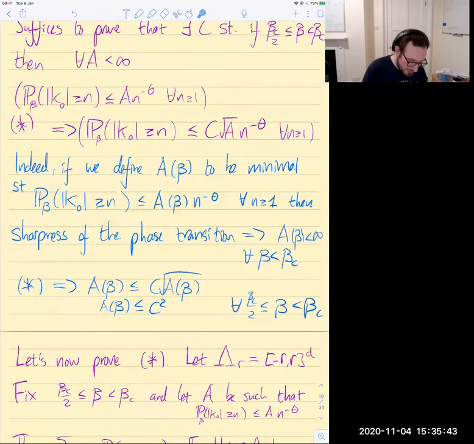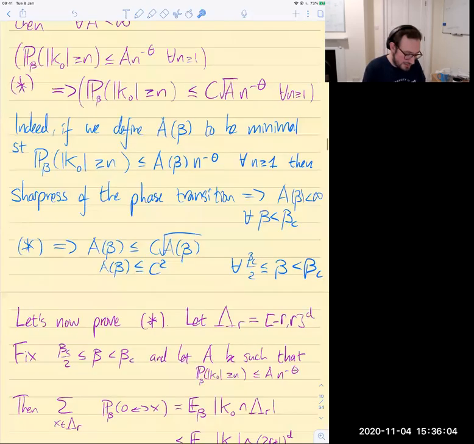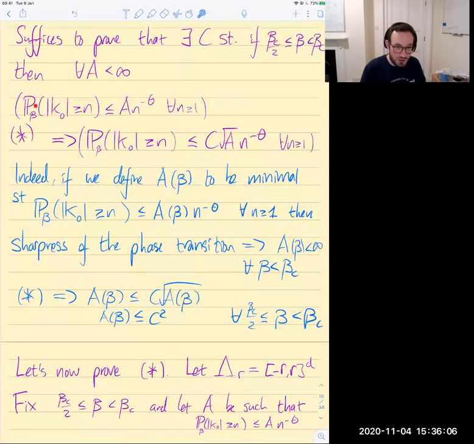Therefore, this bound with A equals C squared holds for the whole interval beta c over 2 to beta c, say, and therefore it holds at beta c as well. Just by monotone convergence or whatever. I mean, this function is increasing in beta and continuous for each fixed n. It's like in nearest neighbor percolation, it's a polynomial.